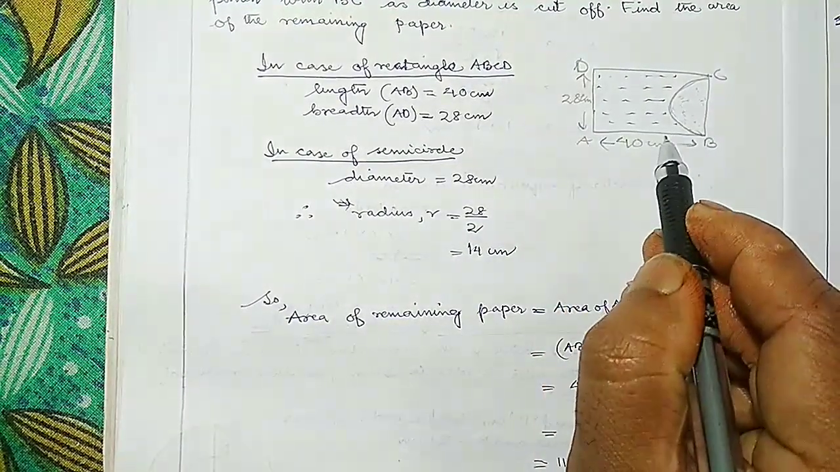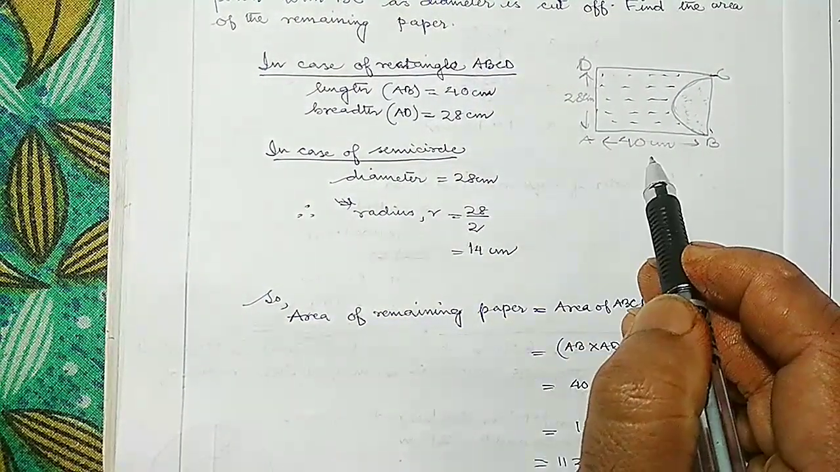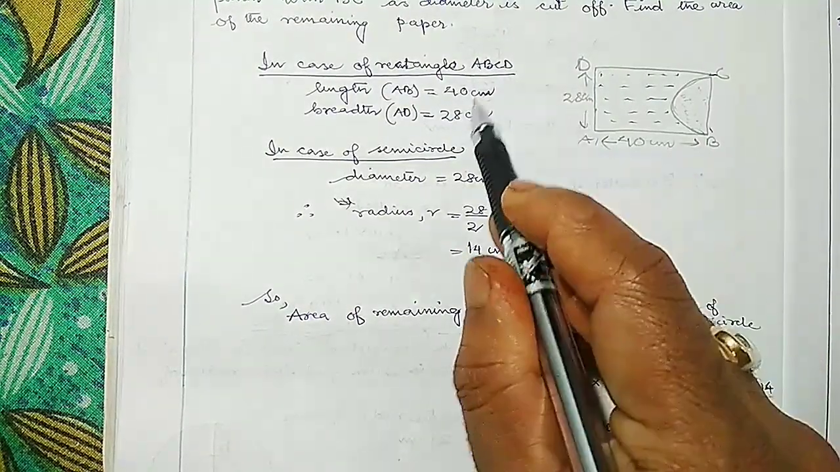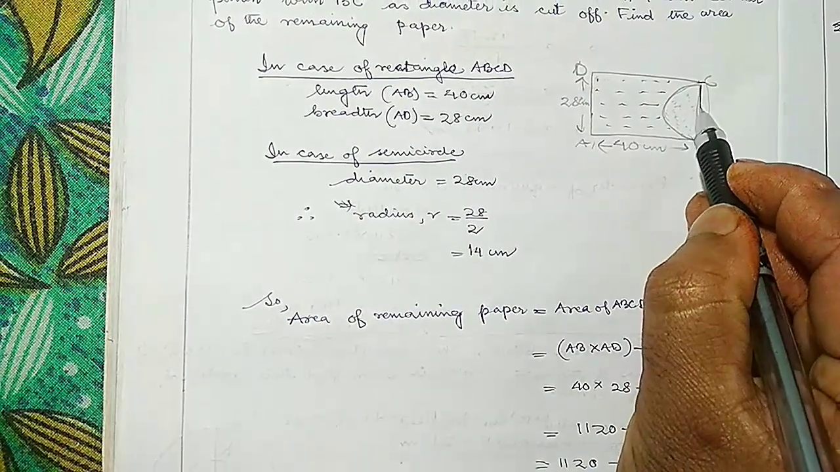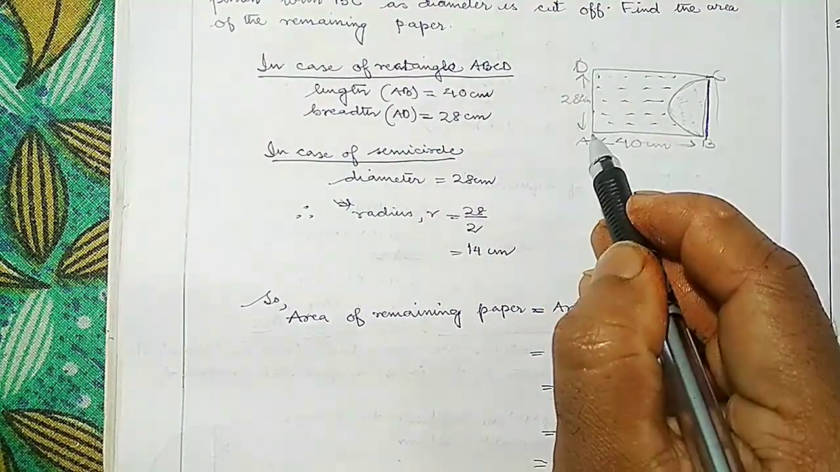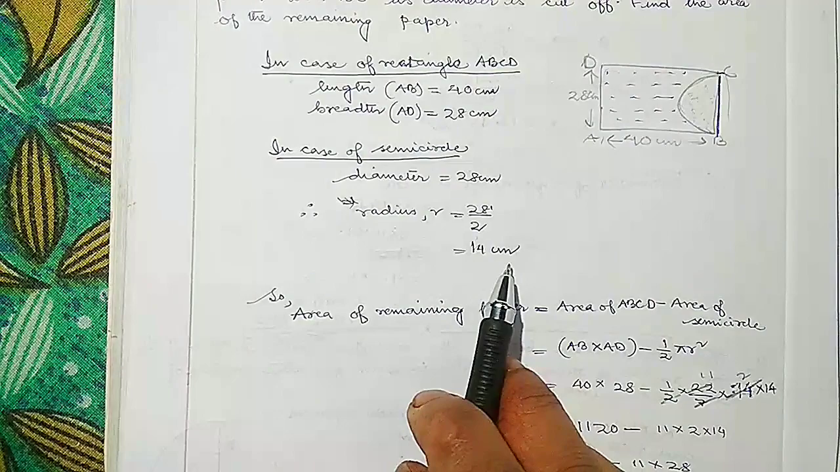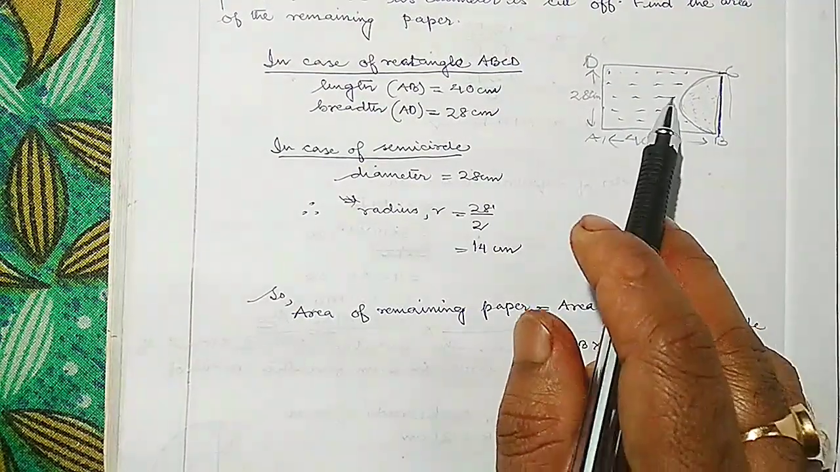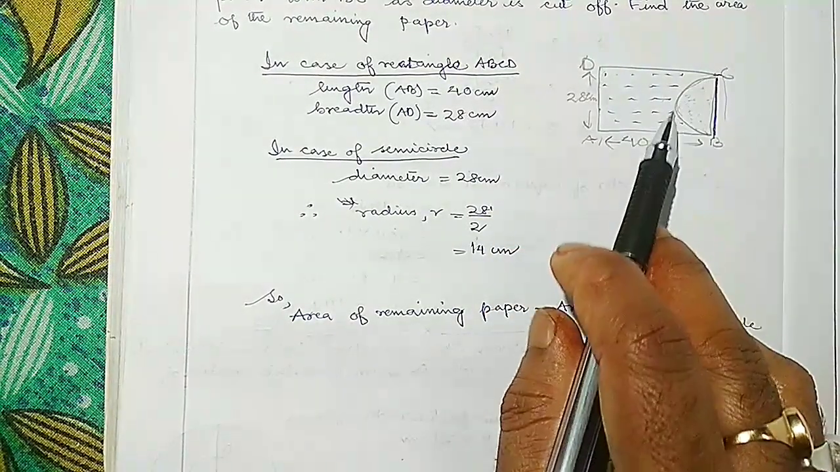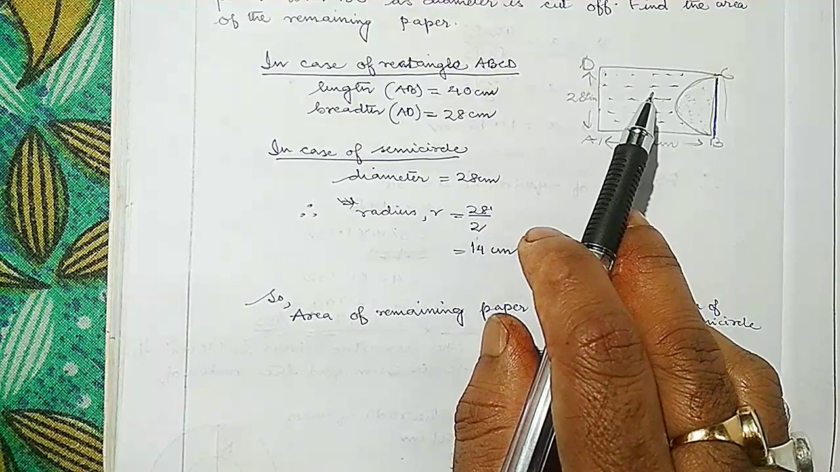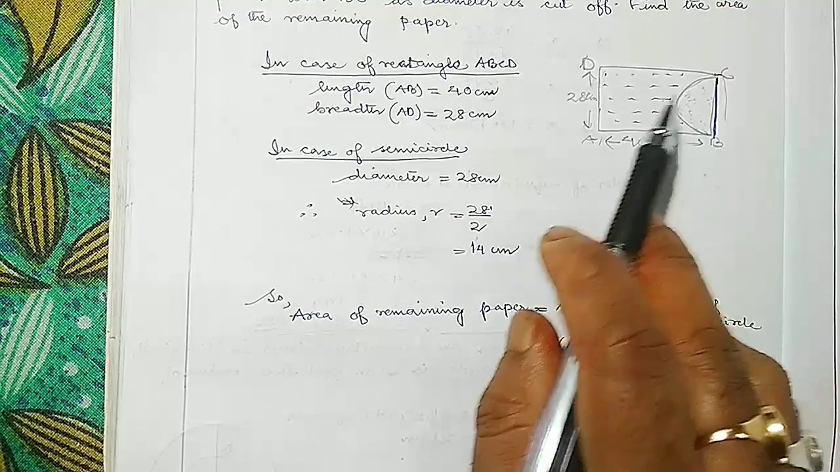I hope the question is clear. In the rectangular section ABCD, AB is 40 centimeter and AD is 28 centimeter. In the semicircular part, the diameter will be this diameter, which is the same as 28. So diameter is 28 centimeter, therefore radius is 28 by 2, that is 14. Now we have to find the area of the remaining portion. The area of the rectangle minus the area of the semicircle will give the area of the remaining portion.